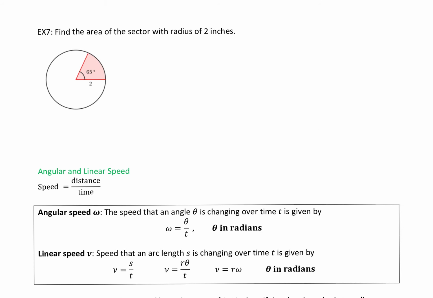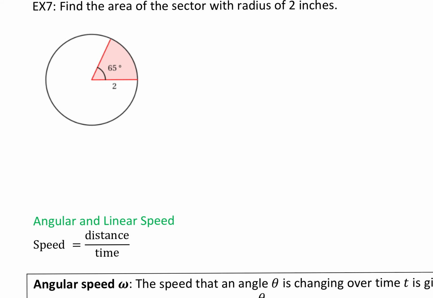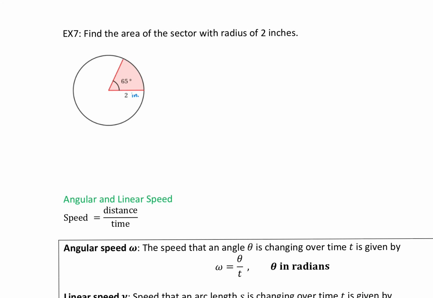In example 7, we're going to find the area of the sector. Here the radius is 2 inches. So although you don't see the units in the diagram, it's in the word of the problem, so it's 2 inches. We have to remember that area is in units squared. So my final answer is going to be something inches squared.